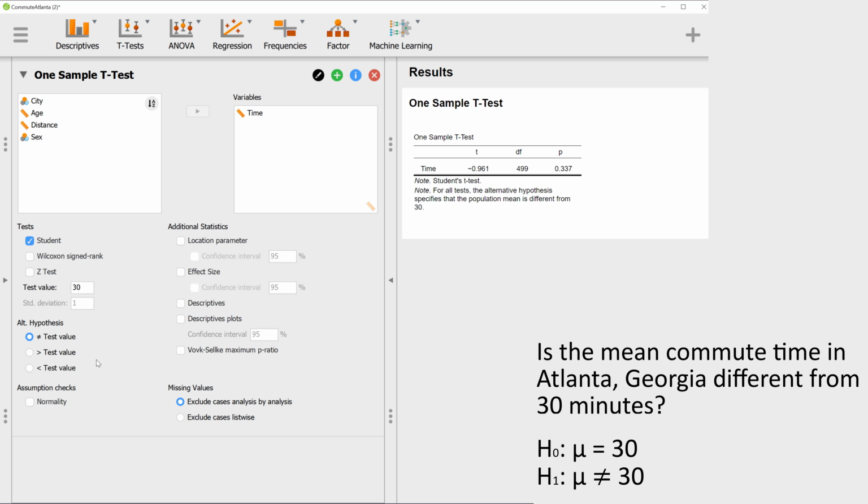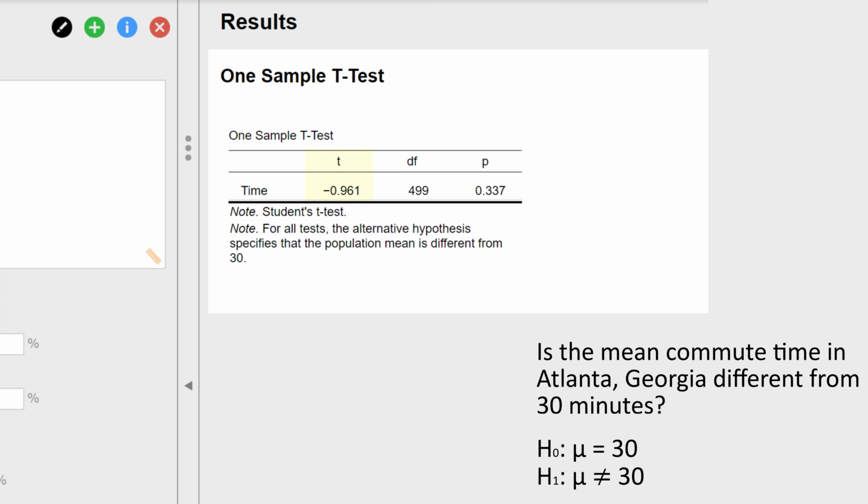Now that we have our test value and alternative hypothesis set up correctly, over on the right, we have our output. Our t-test statistic is negative 0.961. The sample size was 500, so the degrees of freedom are 499. And our p-value is 0.337.